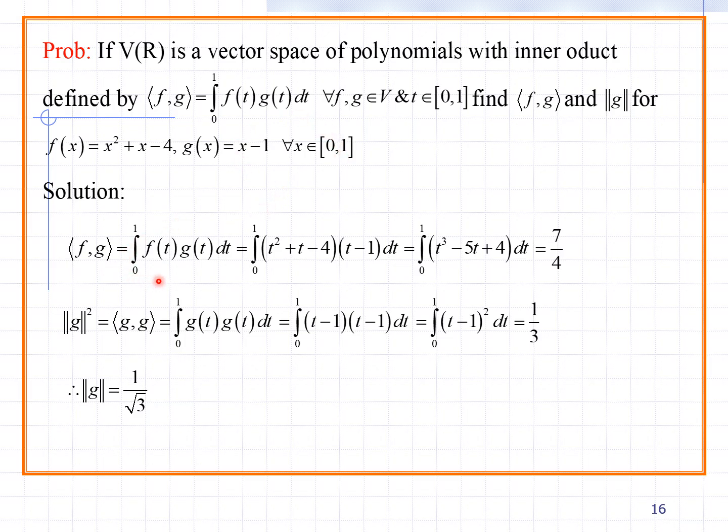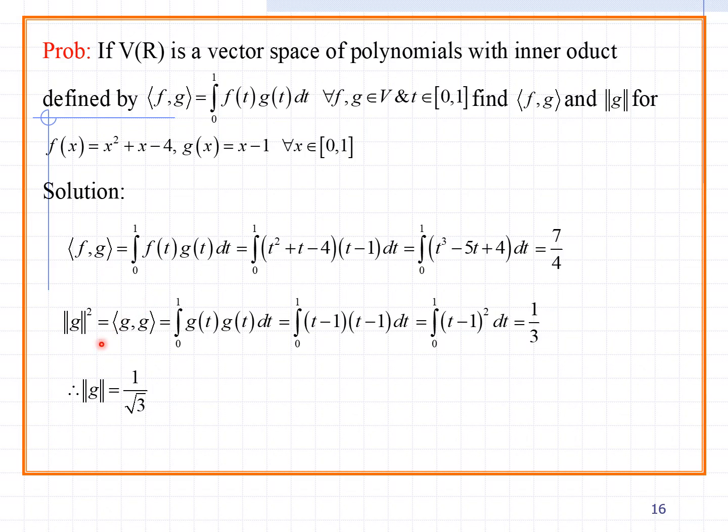Inner product f comma g equals, as given, integration 0 to 1 f of t g of t dt. But here each and everything is with respect to t, the independent variable. Here the polynomial equation is given in x, so simply x is replaced by t. So t square plus t minus 4, and g of x is t minus 1. Just do the multiplication of this entire equation. You get t cube minus 5t plus 4 into dt. After integration, t power 4 by 4 minus 5 into t square by 2 plus 4 into t. Then substitute the upper limit and lower limit. Then simplify, you get 7 by 4 as the answer. So inner product of f comma g equals 7 by 4 within the limits 0 to 1.